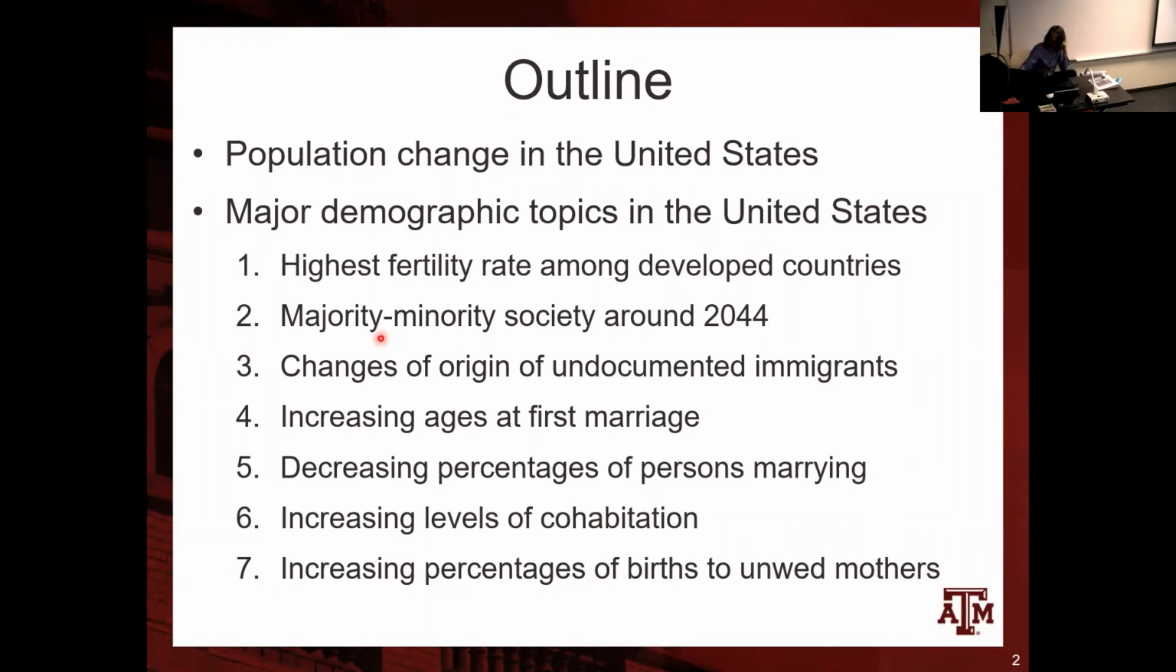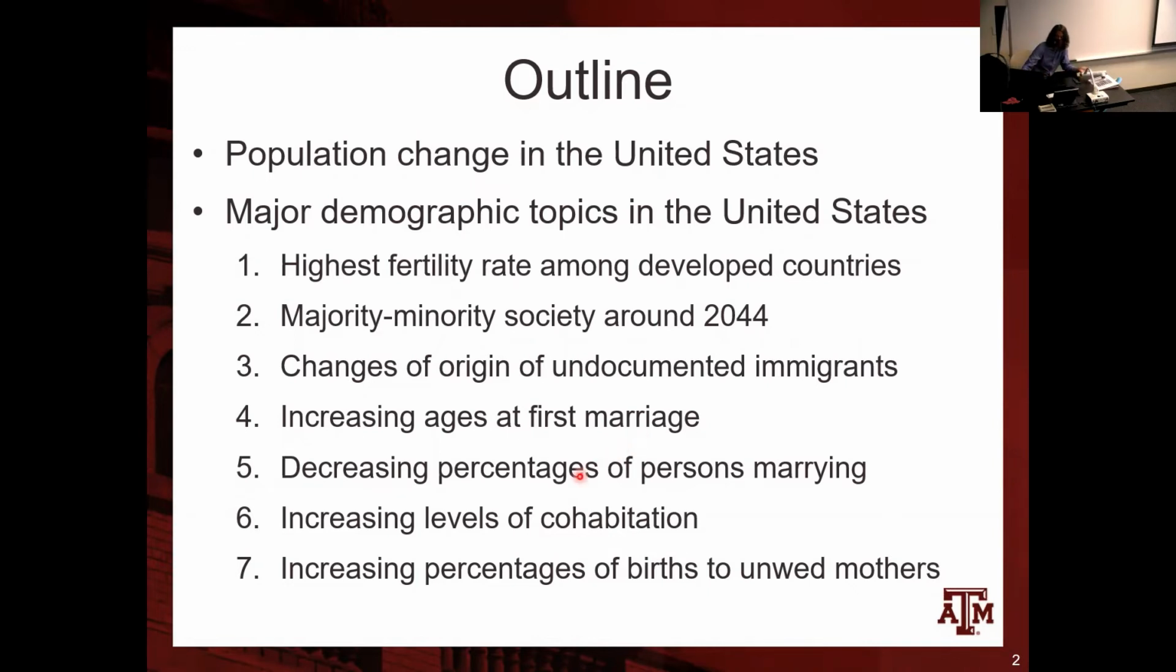Changes of origin of undocumented immigrants: they tend to come from the European continent in the past, and nowadays it comes from more Latin American countries. There is an increase in the age at first marriage. Men and women start to invest more in education and get good jobs before getting married, and then there is a delay, a postponement in getting married.